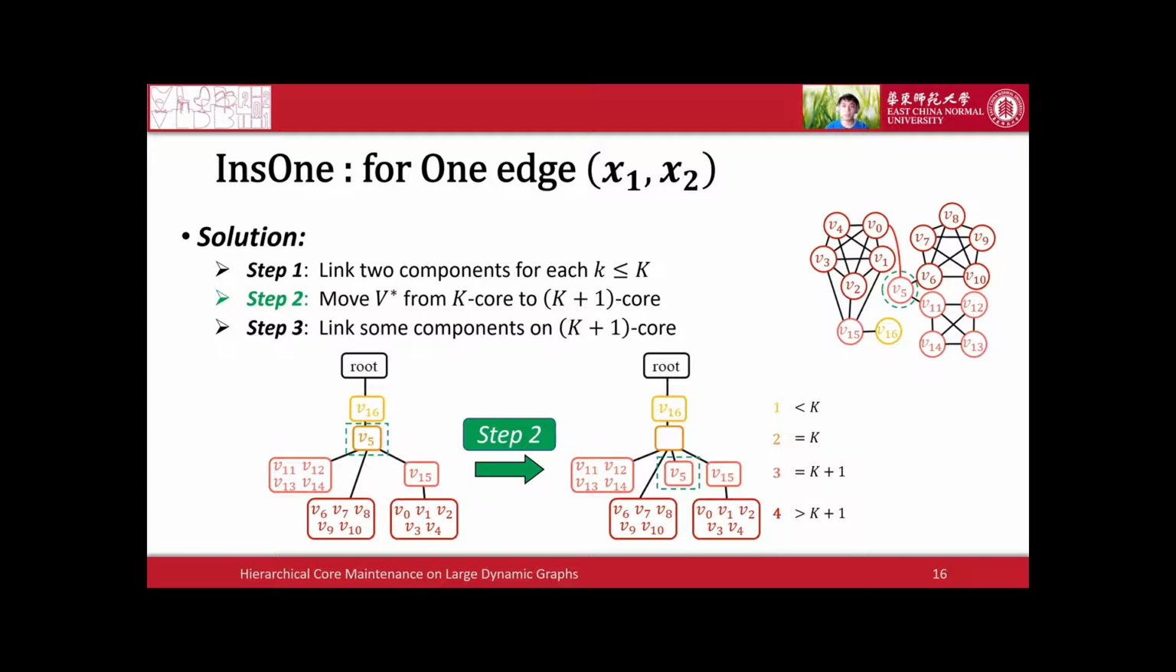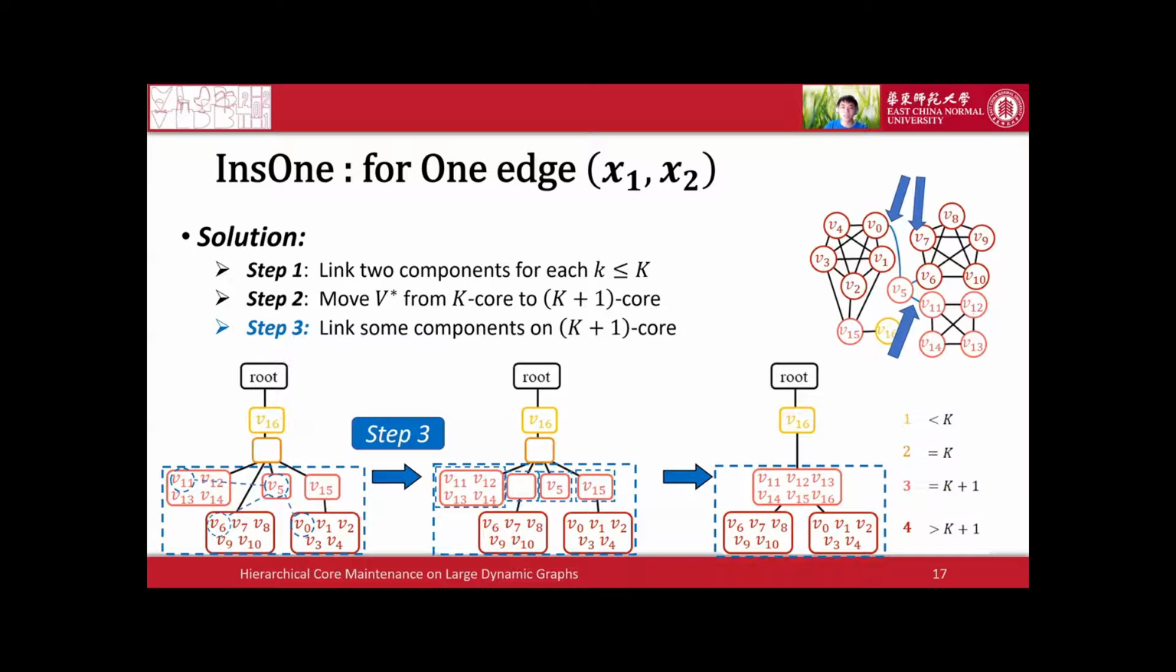For example, we locate the node of V5 whose coreness changed, create a child node of it, and move V5 to the child node. And the last step is to link some components on the (k+1)-core as the coreness of some vertices increased to k+1. For example, the 3 edges linked by V5 connect the 3-cores, as V5 is new to the 3-core. We locate the tree nodes which represent the 3-cores and merge them into one. So far, we have completed the maintenance for one edge insertion.